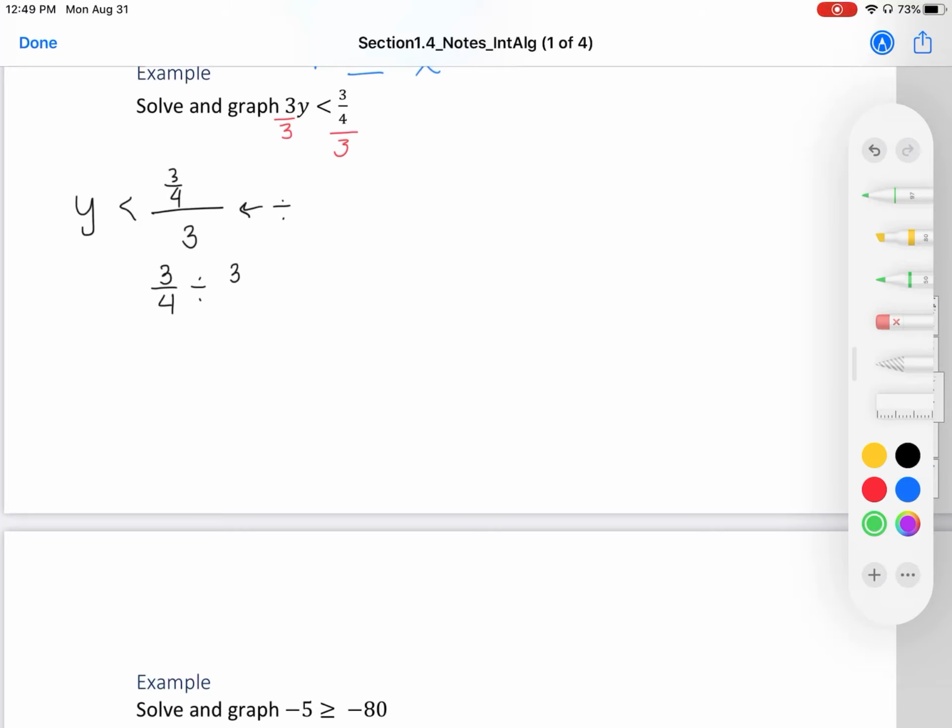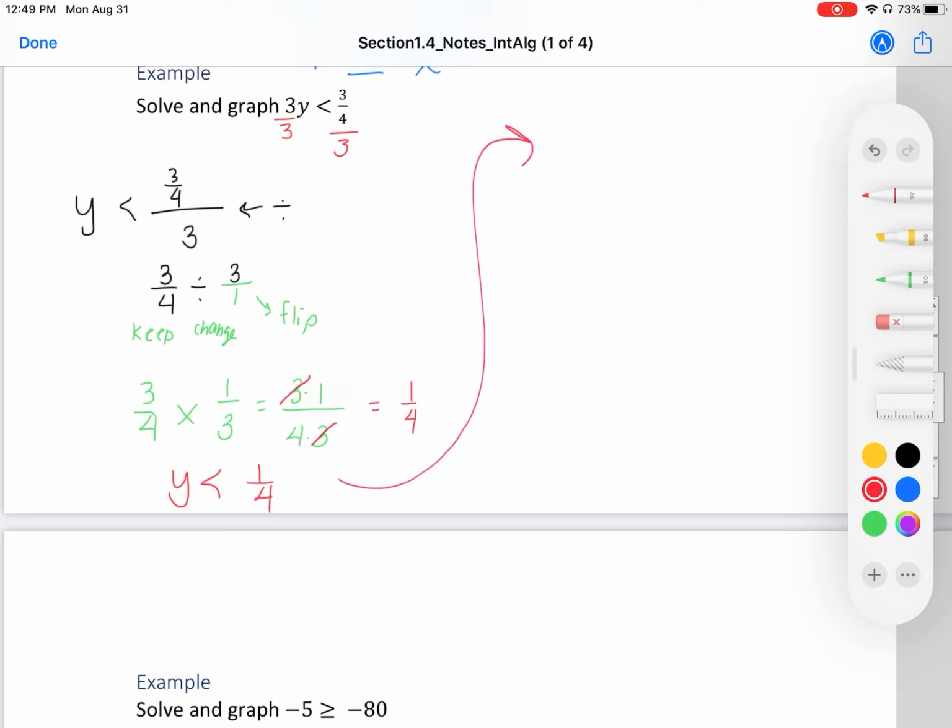To divide fractions, our first rule is we keep our first fraction, we change our division to multiplication, and lastly, you flip your second fraction. So that we have 3 over 4 times, if I think of 3 as 3 over 1 and I flip it, that would be 1/3. So I have 3 times 1 divided by 4 times 3. 3 divided by 3 is 1, so we're left with 1/4. Our answer is now y is less than 1/4.